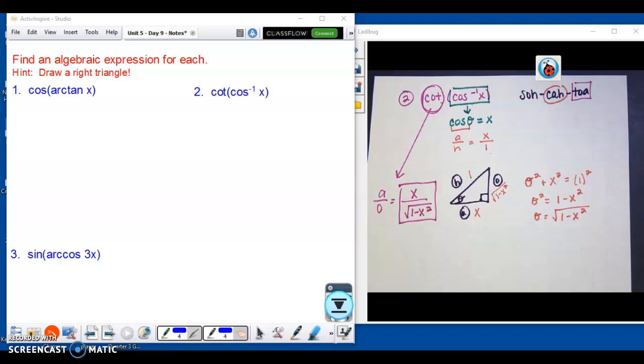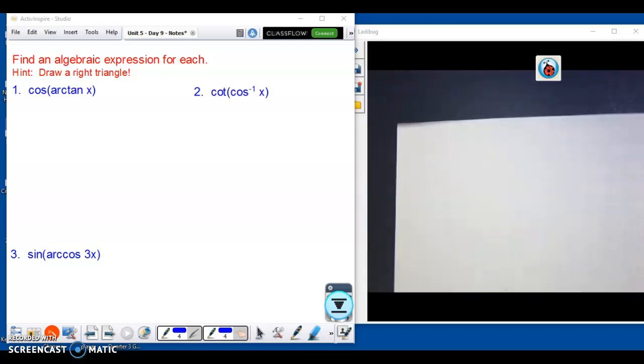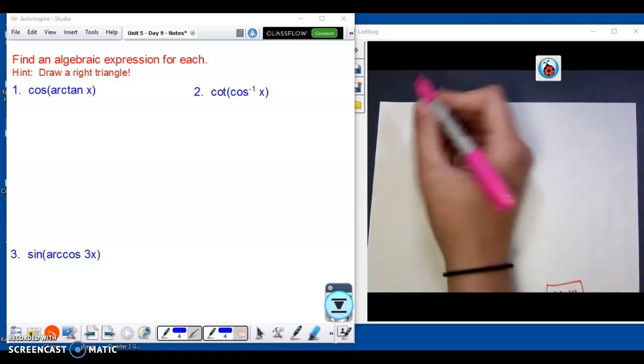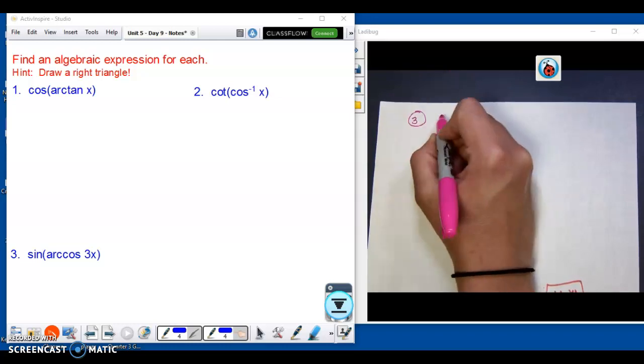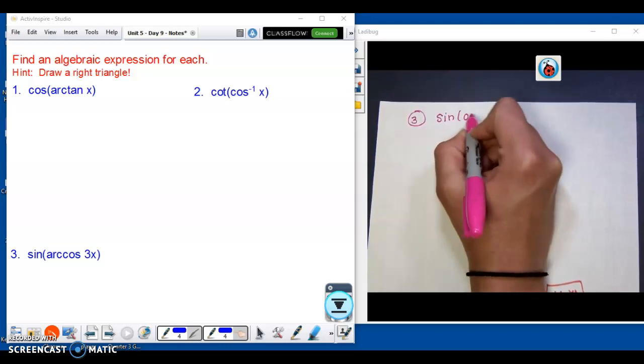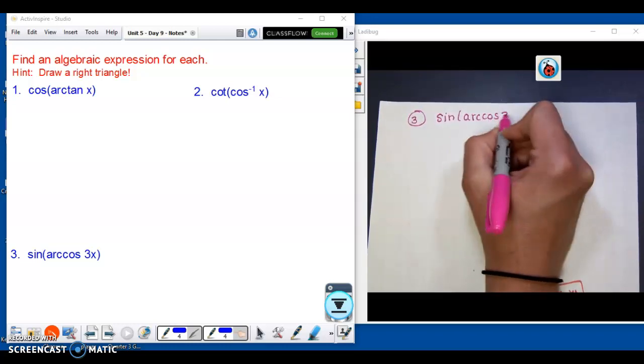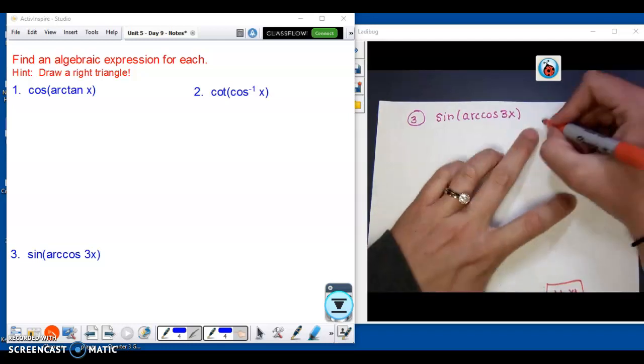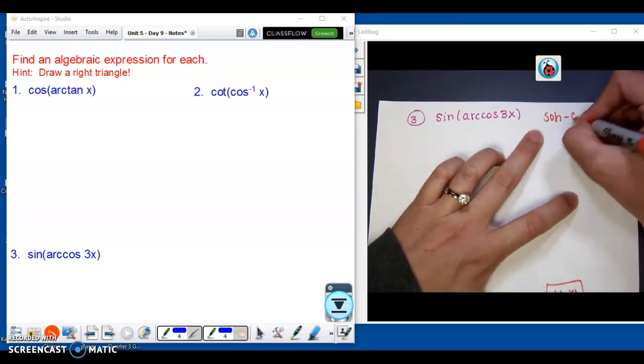Okay, and then for the last one, number 3. So once again, this has a variable, it has that x. So we're going to be using a right triangle instead of unit circles. So we're going to use SOHCAHTOA.